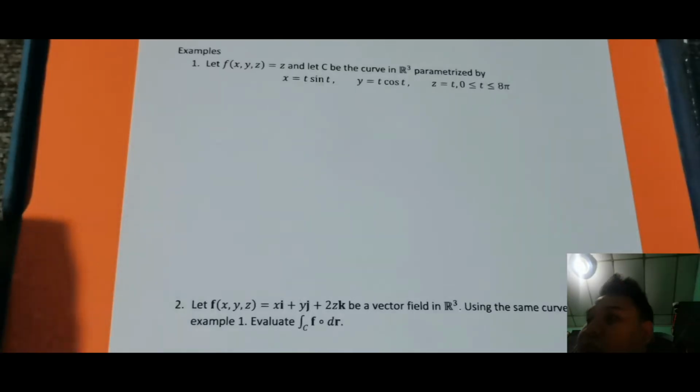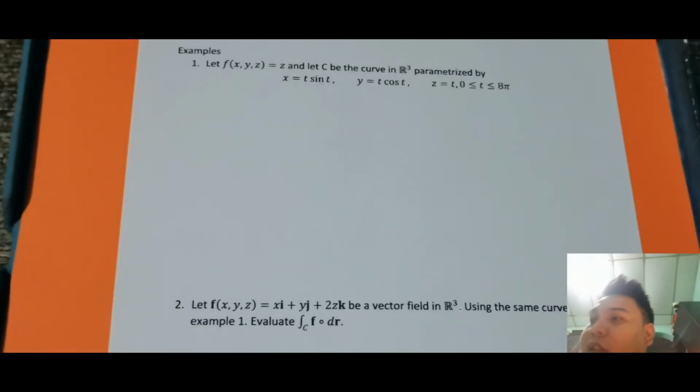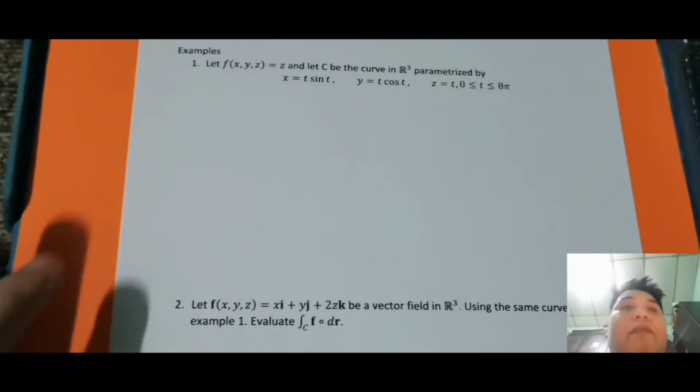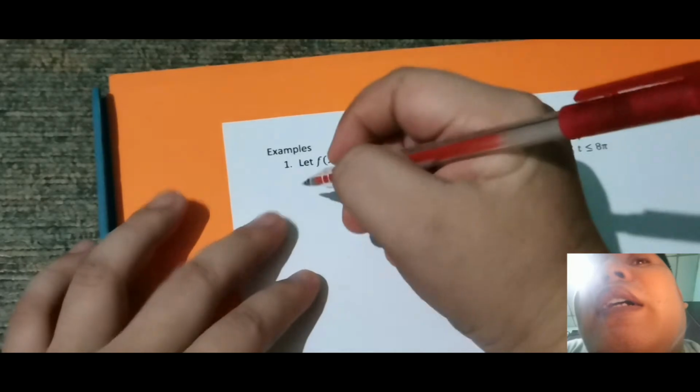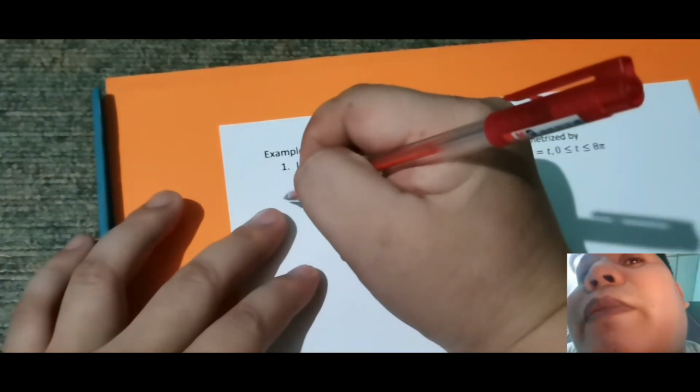Okay, so i-compute natin dito yung line integral, no? So evaluate the line integral of the conical helix. So hindi ko nga nalagay. So evaluate natin yung line integral niya. So paki-ano na lang, ha. Basa-basa na yung pawis na.